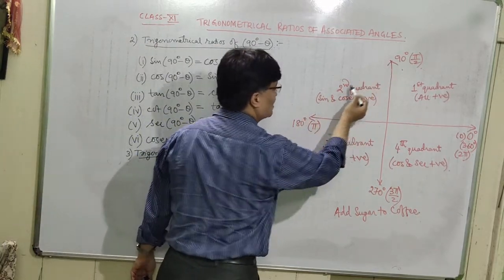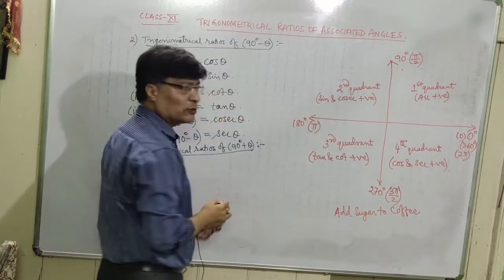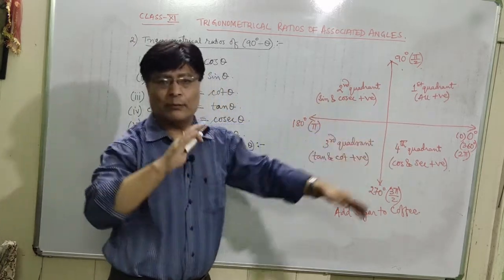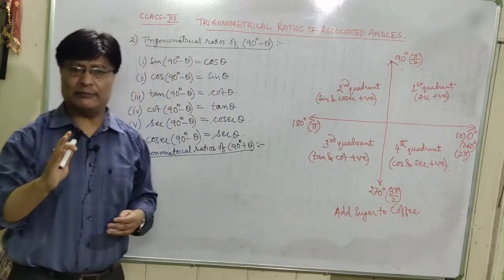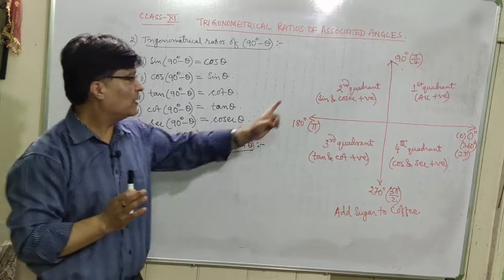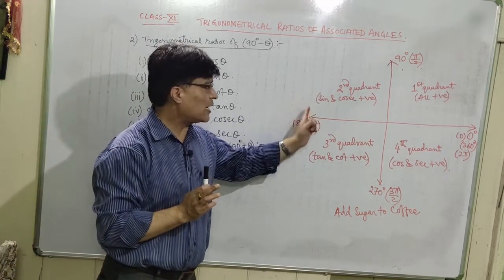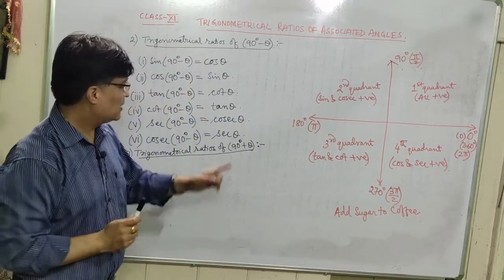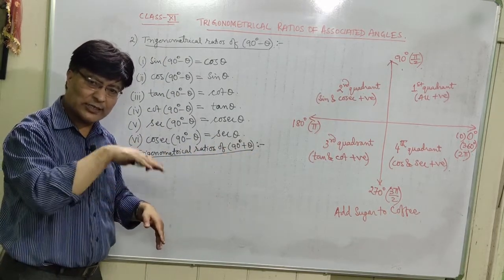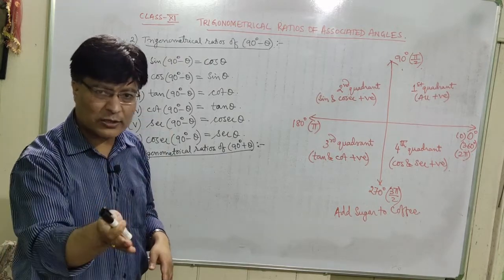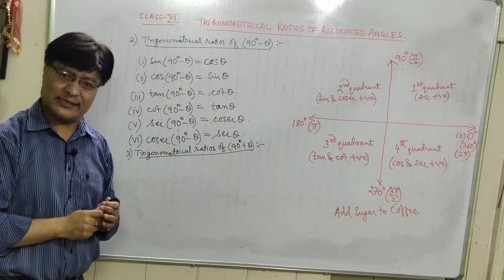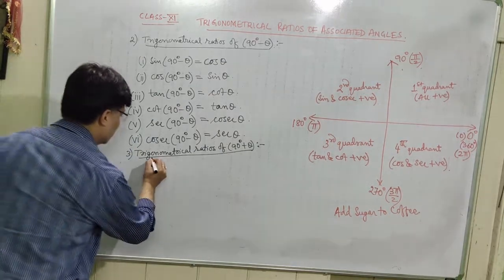So you should know that 90 degree plus theta means more than 90 degree, so it lies in the second quadrant. And in the second quadrant, only sine and cosec are positive, but all other trigonometric ratios are negative. That means tan, cot, cos, and sec are negative in the second quadrant, except sine and cosec, which are positive. Since it is 90 into 1, an odd multiple, sine changes to cos, cos changes to sine, tan changes to cot, cot changes to tan, cosec changes to sec, and sec changes to cosec. Is that clear?